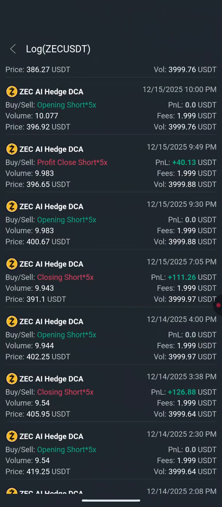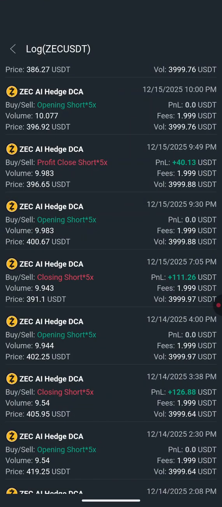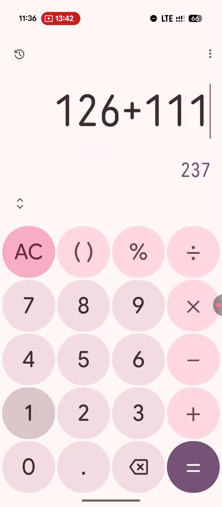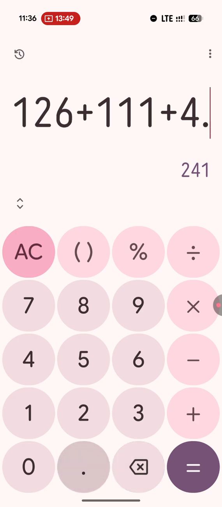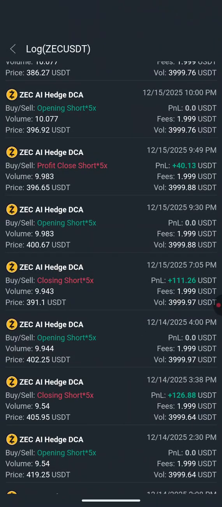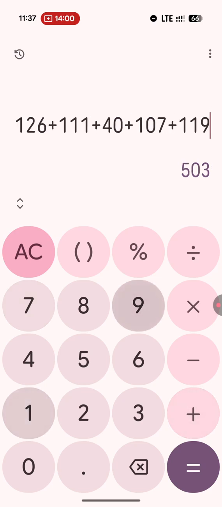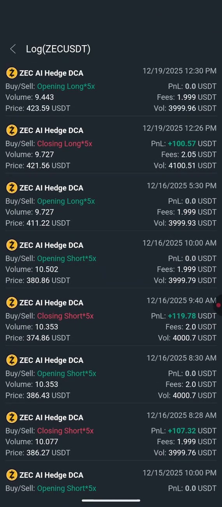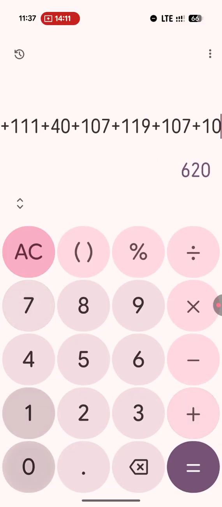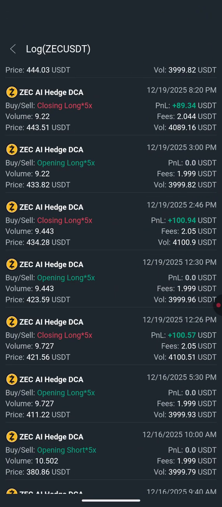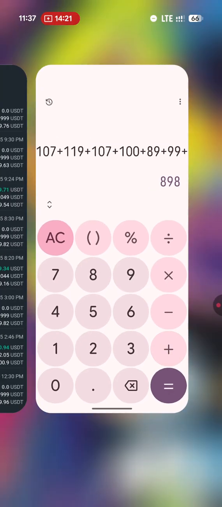Okay, so let's do some calculating now. 126 plus 111 plus 40 plus 107 plus 119 plus 107 plus 100 plus 89 plus 99. All right, these are all in dollars.